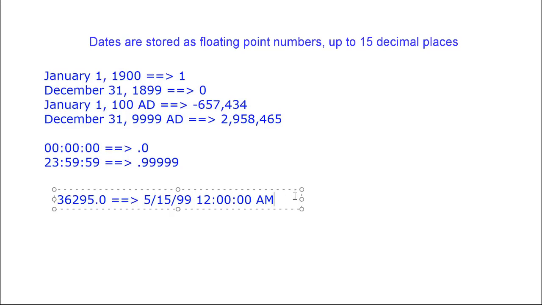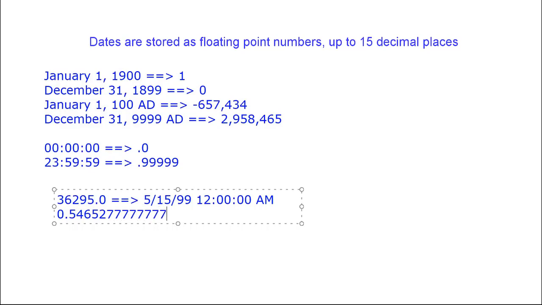Okay. So if I have, I'm going to give you a really long decimal number here. So this is a 0 point 4, 5, 4, 6, 5, 2, and then I have 8 sevens: 1, 2, 3, 4, 5, 6, 7, 8.